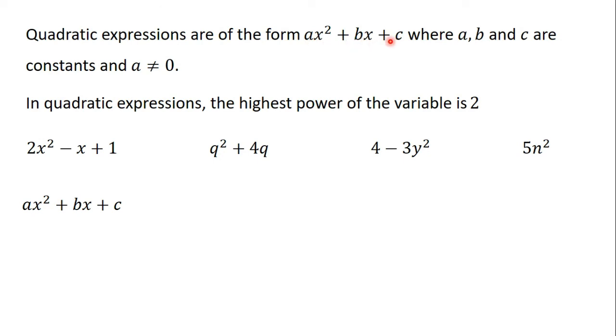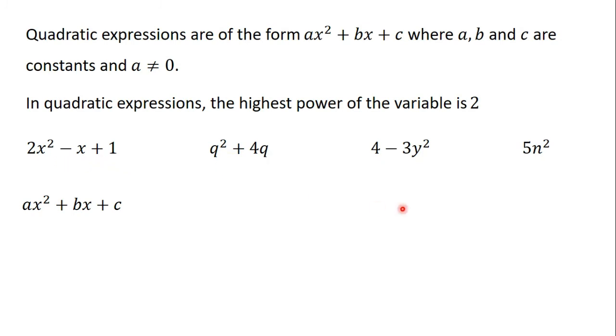b can be 0, c can be 0. Both b and c can be 0. It doesn't matter. But a should not be 0, because if a is equal to 0, then ax squared plus bx plus c is no longer a quadratic expression. As we can see from the examples that we have here, a quadratic expression can have one term, it can have two terms, and it can have three terms.